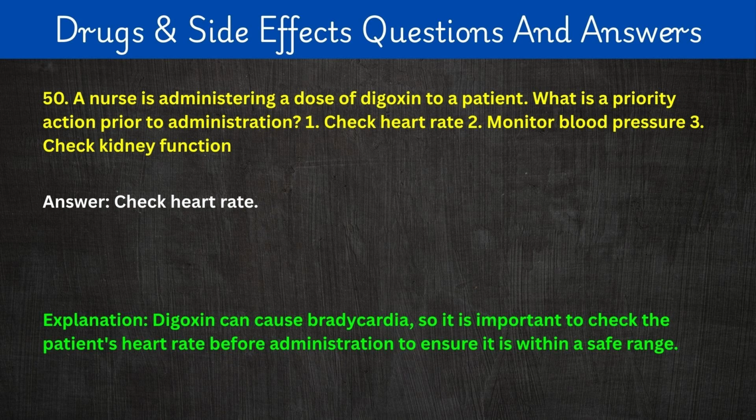50. A nurse is administering a dose of digoxin to a patient. What is a priority action prior to administration? 1. Check heart rate. 2. Monitor blood pressure. 3. Check kidney function. Answer: check heart rate. Explanation: digoxin can cause bradycardia, so it is important to check the patient's heart rate before administration to ensure it is within a safe range.